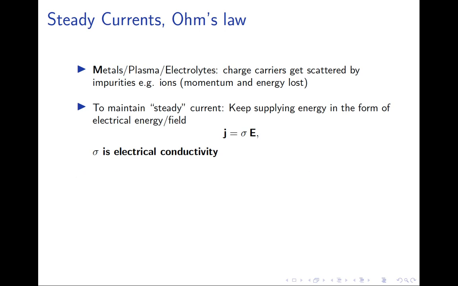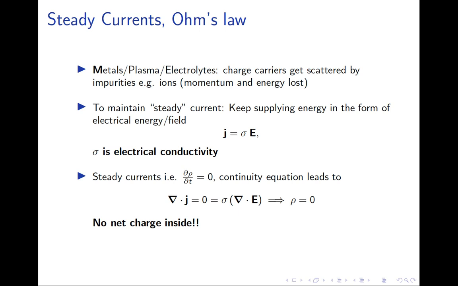So for steady currents, as I said, the charge density is not varying with time. It's always constant: del rho by del t equals 0. Then the continuity equation, which tells you del rho by del t plus divergence of J equals 0, means that if del rho by del t is 0 individually, then divergence of J should also be 0. Right? So divergence of J vanishes, but J is equal to sigma E. So I can plug in sigma E here, and it will give us that divergence of E will also vanish inside the conductor.